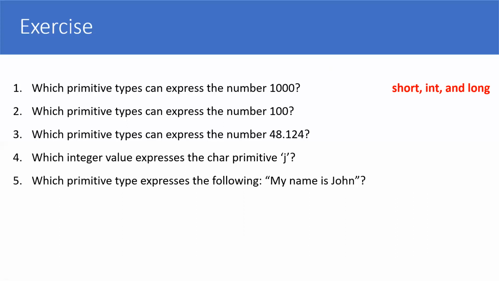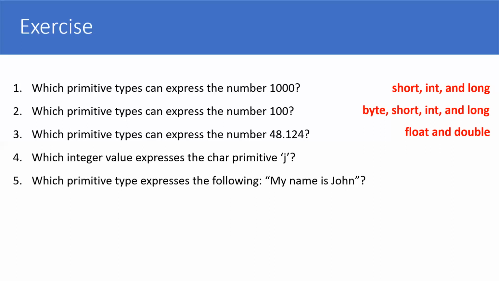Now let's go over which primitive types can express the number 100. As we said before, a byte can hold between -128 and 127, so it's a short and long, as well as a byte. Now, which primitive types can express the number 48.124? Precision is not really important here, so both floating types can express the number 48.124. So it will be a float and a double.